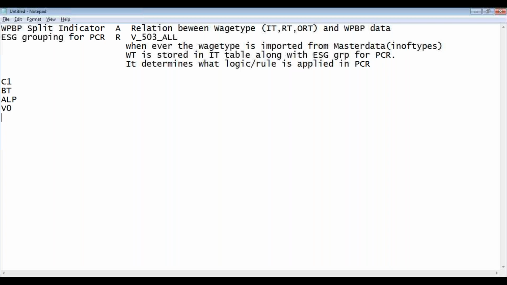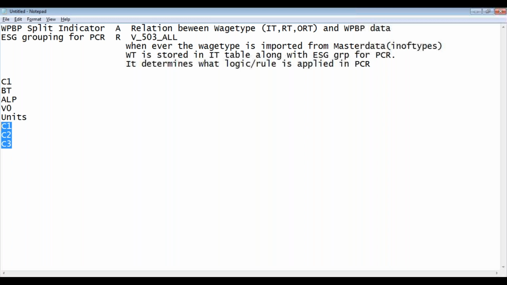And what else? C1, BT, LP, units. Units is a configuration table, let's say T538. Country-specific splits mean these are used for country-specific taxes, provident funds, professional taxes, etc. So these three are used within the country, and they change from country to country.